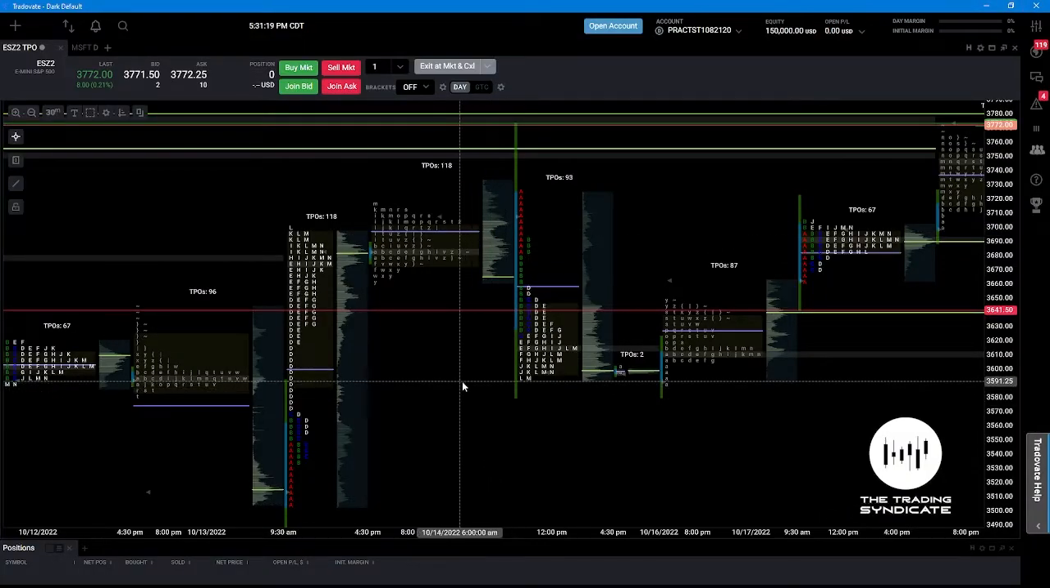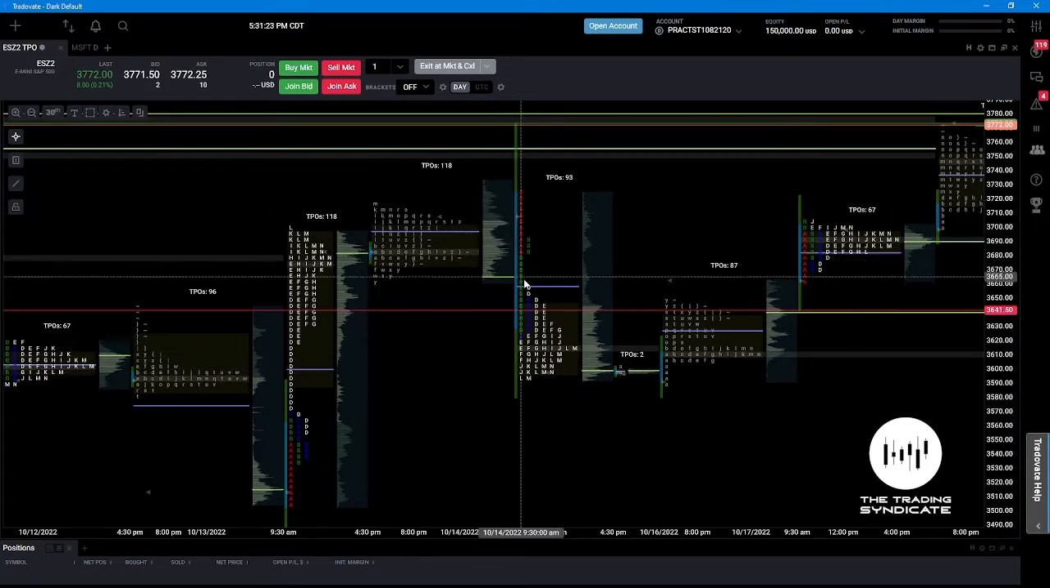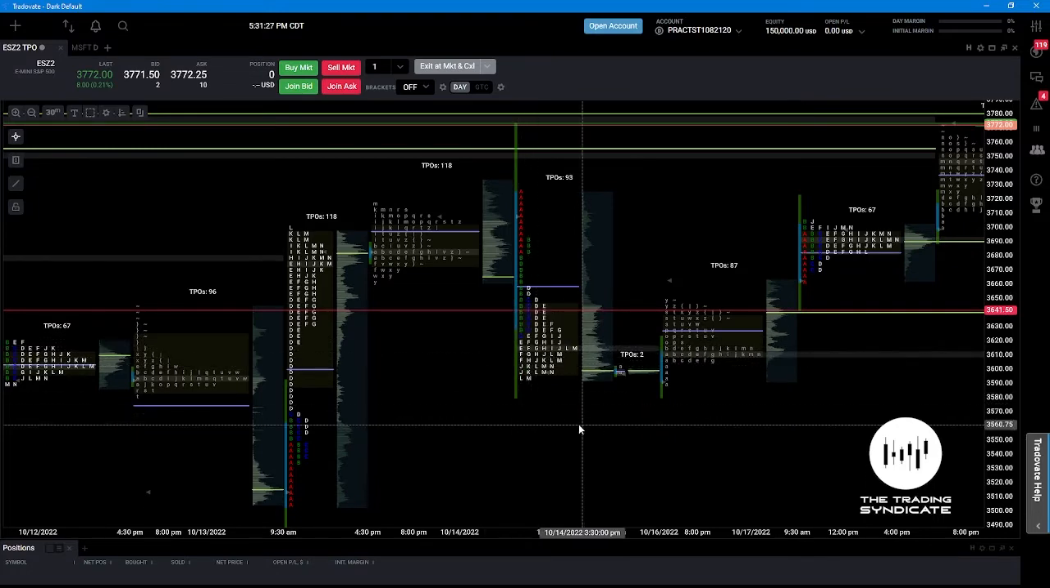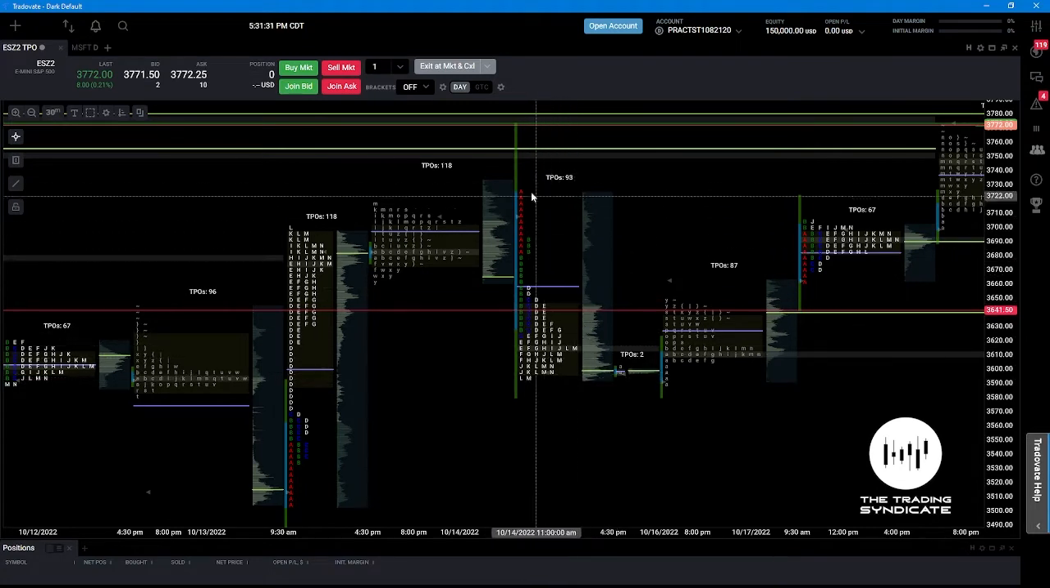Here we see the TPOs in one session: A, B, C, D, E, F, G, and so forth. The entire session makes up a TPO profile.